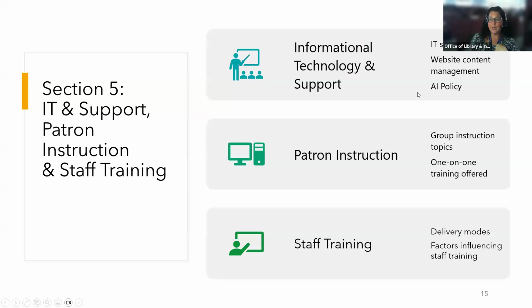Section 5 is broken into 3 sections. So your informational technology and support. So what kind of IT support do you have for your library? How do you manage your website? And if you have an AI policy, we're just kind of curious to see what the changes are as AI becomes more integrated into library functions.